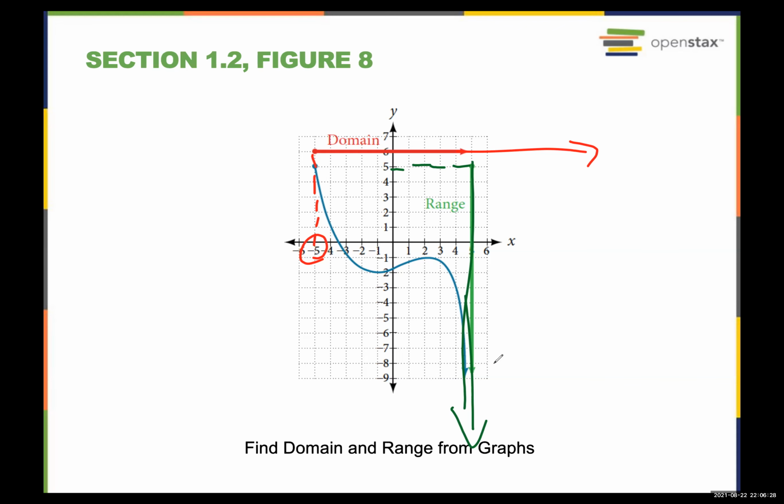So how do we write that? Domain, that is from -5 to positive infinity. And the range, let's use R. That is from -infinity, up to +5. So this is the domain and range from the given graph.